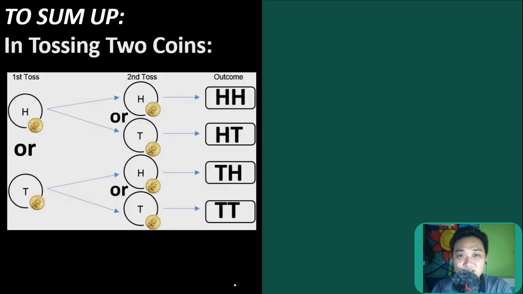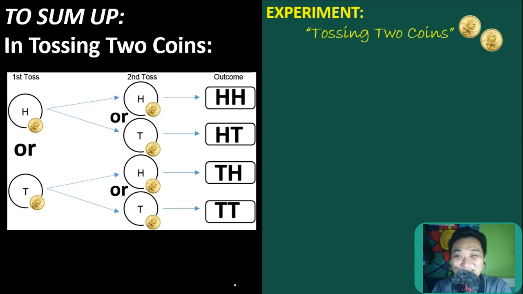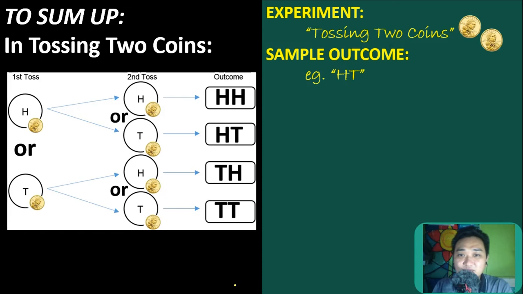To sum up, in tossing two coins, our experiment has something to do with tossing two coins, of course. Kasi yun lang naman yung experiment na meron tayo today. We are going to toss two coins. Pero, see to it na isa-isa para makita talaga natin yung mga possible outcomes or mga possible results. We can give a sample outcome. Example, isa sa mga halimbawa dun is isang head at saka isang tail.